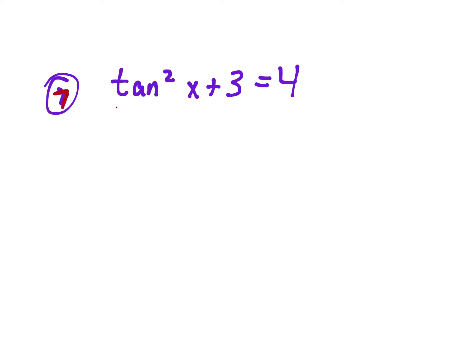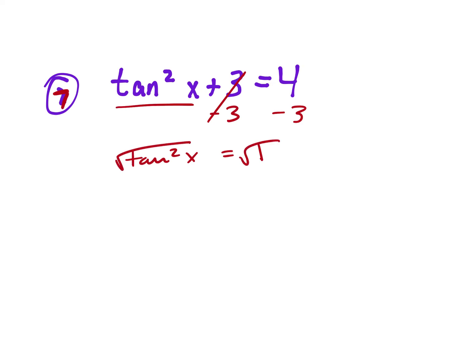So I want to get my trig function all by itself. What do I have to do first? Subtract 3. So I have tangent squared is equal to 1. What do I do next? Square root. So tangent of x is equal to plus or minus 1. Awesome.